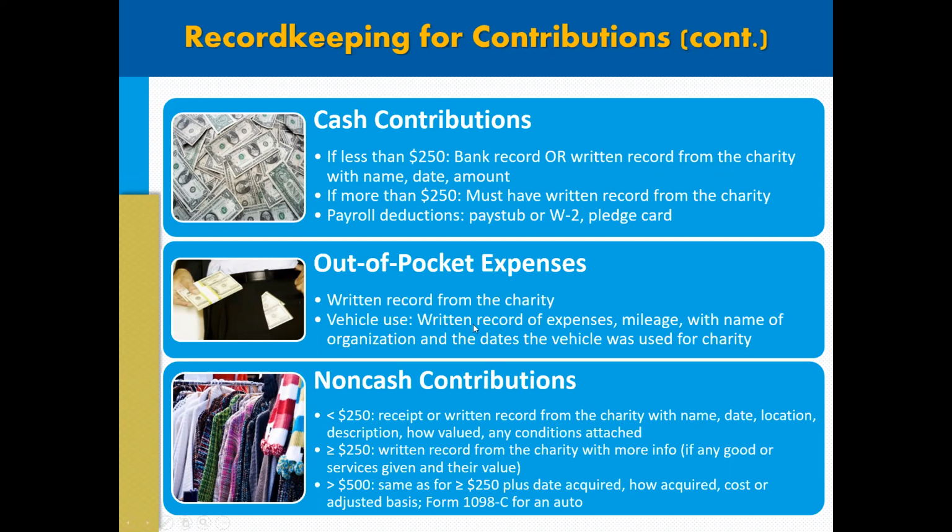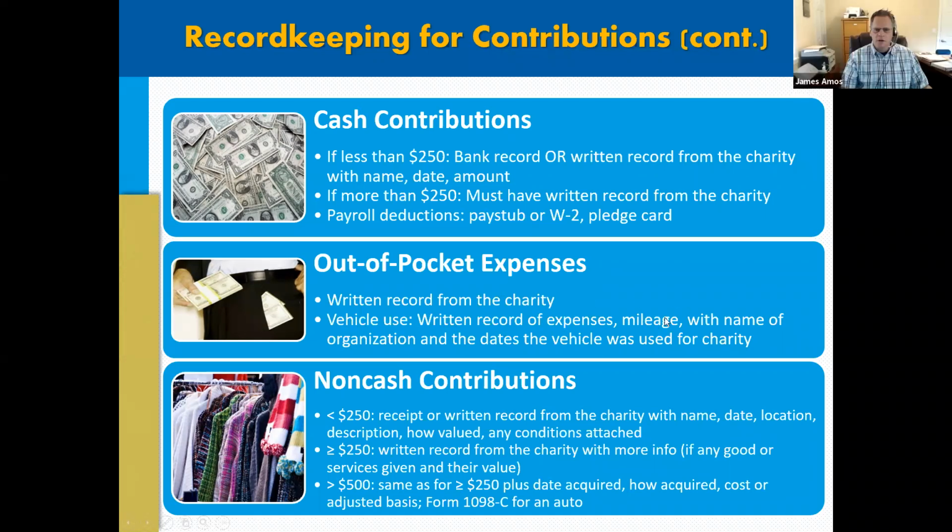And if you use your vehicle, you need to keep a mileage log. It doesn't have to be a mileage log, but it has to be some kind of written record of expenses. And it's got to have in there the dates that you were using it for the charity and which charity you were using it for. This is no different than the requirements when you're self-employed and you're using your vehicle. You've got to have a written record and put down the dates and the miles and all of that.